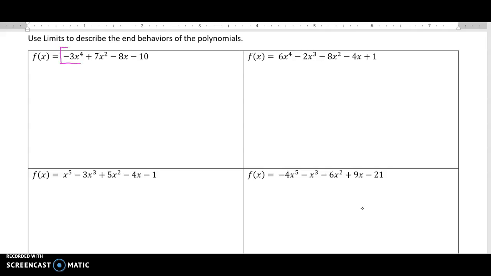So notice that my terms are put in order. I have x's to the fourth, x's to the second, x's to the first, and then the constant. So that makes -3 my leading coefficient. So a equals -3, and p, the power, is 4. So if my leading coefficient is negative, I know my graph is falling on the right side. If my power is even, my arrows will be even with each other, in other words, going the same direction. So my arrow on the left has to also be going down.